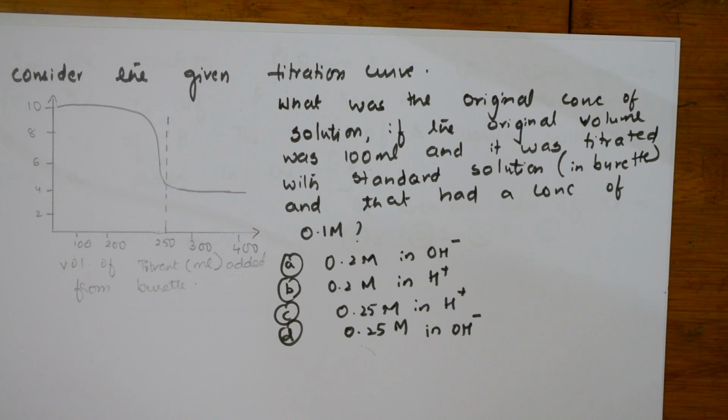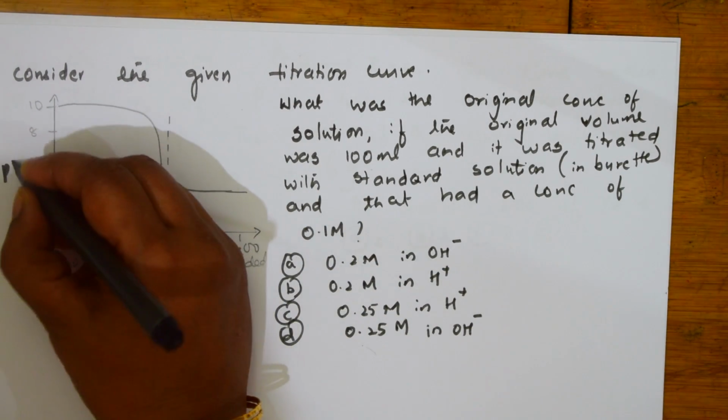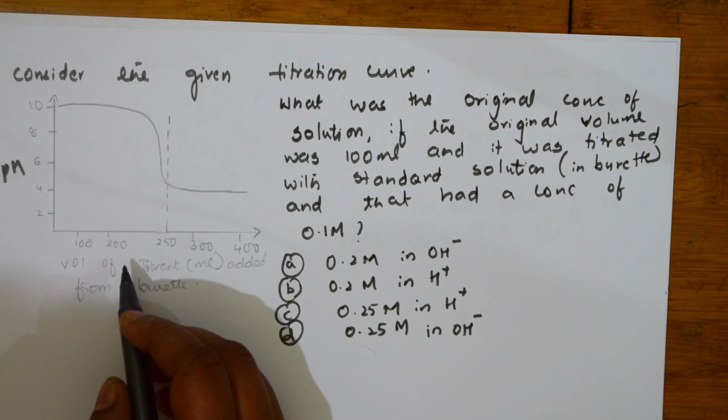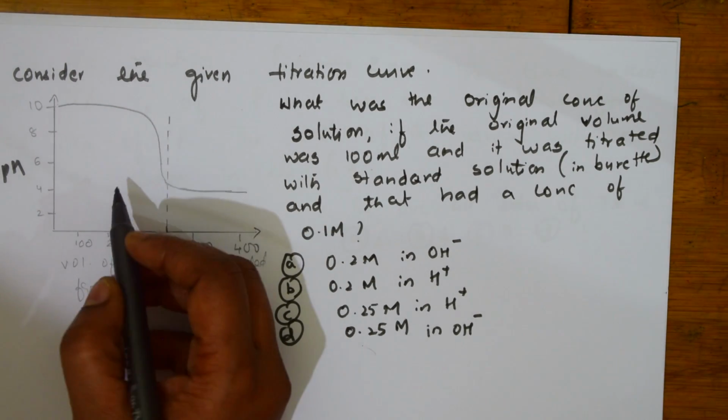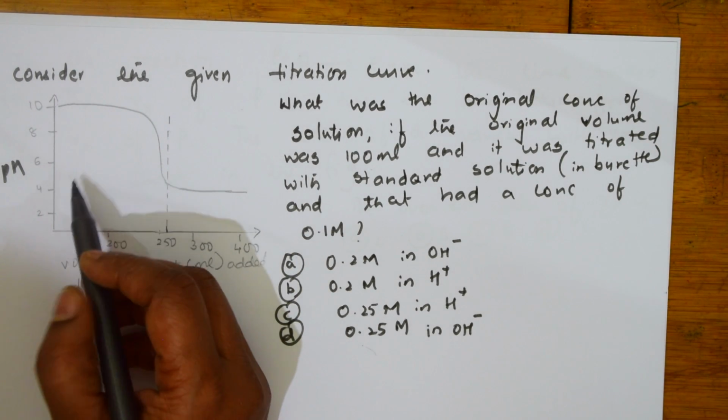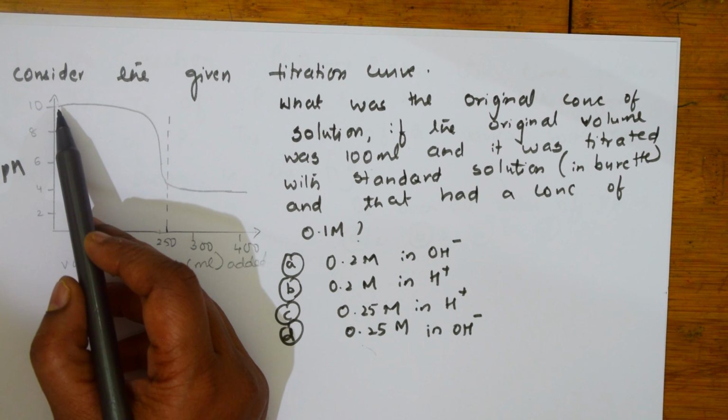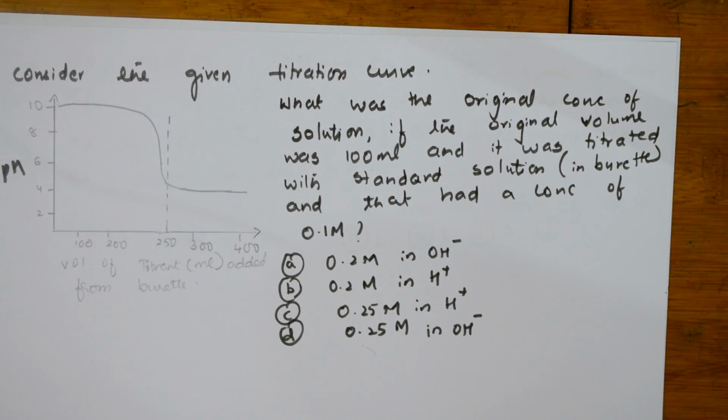First you should know, for the original solution, when I have to see the pH value, the pH value for this is greater than this of H plus, isn't it? Molar concentration of H plus used up, isn't it? Because it is more than 10. Fine. So that means it is basic in nature.